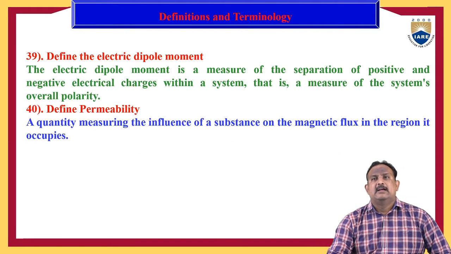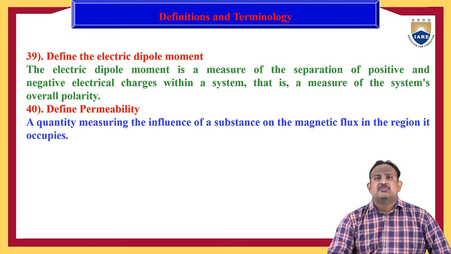Define the electric dipole moment. The electric dipole moment is a measure of the separation of positive and negative electrical charges within a system. That is a measure of the system's overall polarity, known as the electric dipole moment.